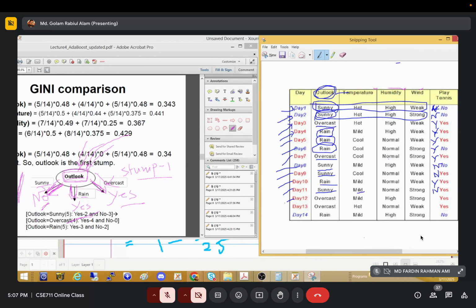And then day 12 is overcast. Overcast is yes. From the stump 1 we got yes. And 13 is overcast, and overcast we will get yes. And from rain, that is day 14, it is rain, and rain, you can see the rain is yes. Rain is yes.